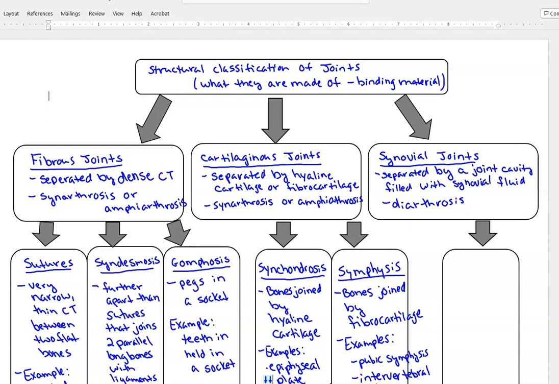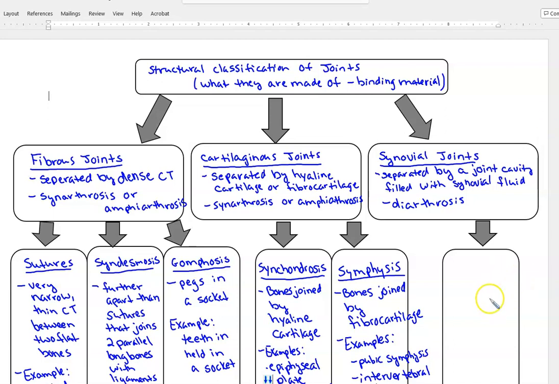Our last type of structural classification was known as synovial joints. Synovial joints have a cavity that's filled with synovial fluid, and they have synovial membranes with them. This is the only type that's diarthrosis. Remember, diarthrosis means lots of movement. And there are 6 types of synovial joints, and we're going to look at each of those types.